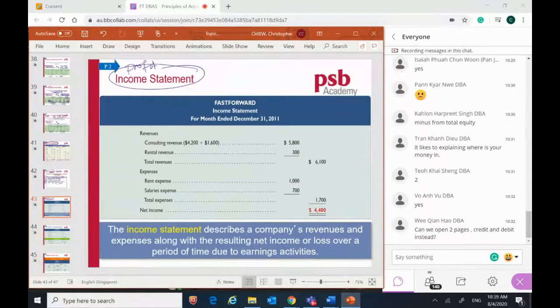And do you still remember how we calculate profit? Profit is revenue minus expenses, right? So your income statement actually shows you all the revenue that the company earned and all the expenses that they incur. Okay, so if you take all the revenue minus all the expenses, the balance is the profit. Are you with me? So let's look at this example.